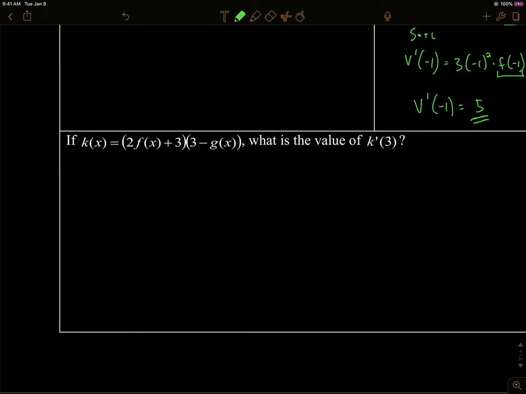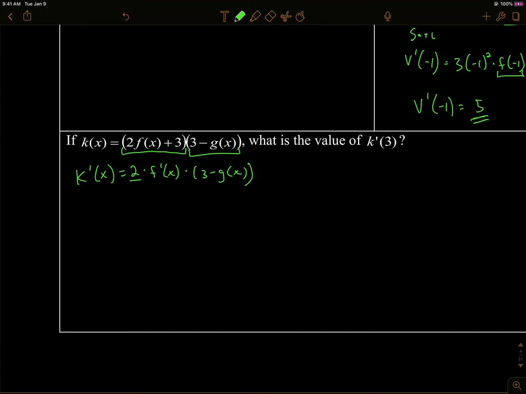So k is defined as this. What is the value of k prime of 3? So that means the derivative. If this is my first function and that's my second function, the derivative of the first is 2 comes along for the ride, f prime of x, plus 3, the derivative of 3 is just 0. So that's my first, times, recopy the second, 3 minus g of x.